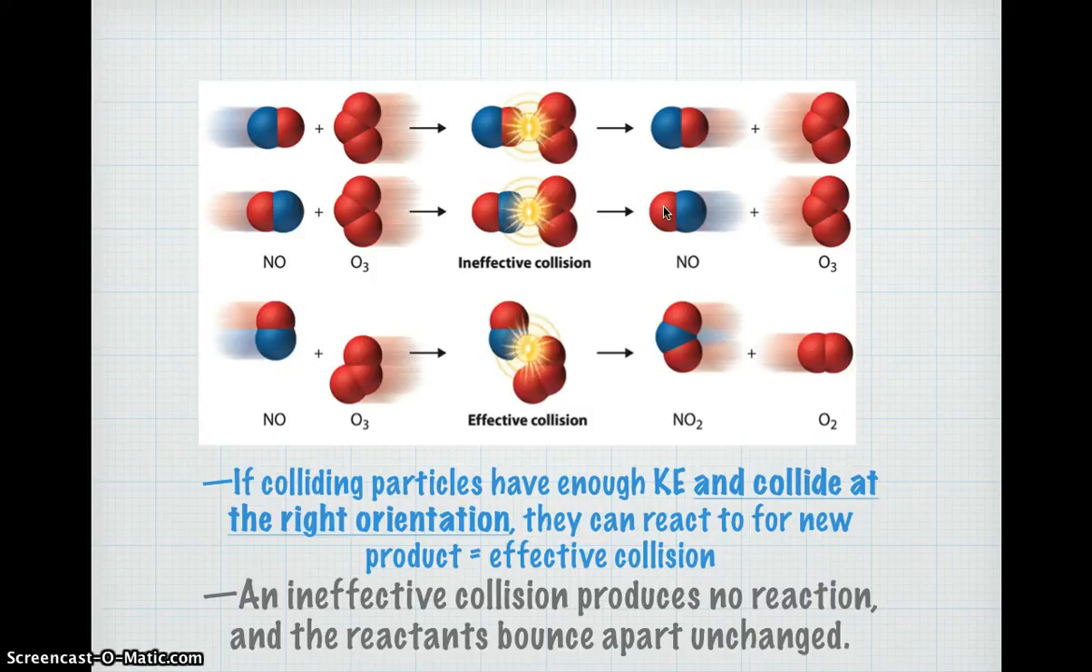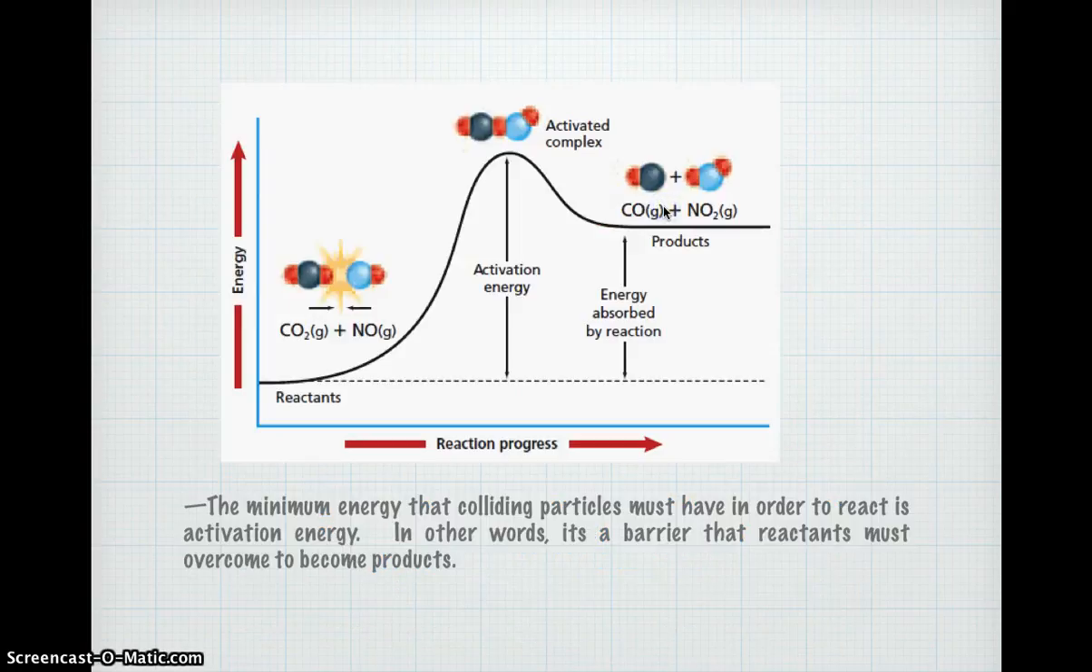So this is the collision theory. Two ideas that you have to keep in mind: enough kinetic energy and the right orientation will cause an effective collision. If there is no reaction when you place two things together, it's because they do not have the right kinetic energy or orientation of the particles to make a reaction.